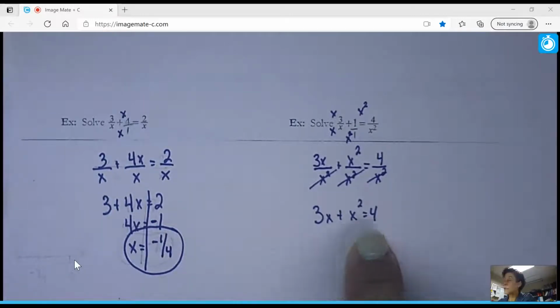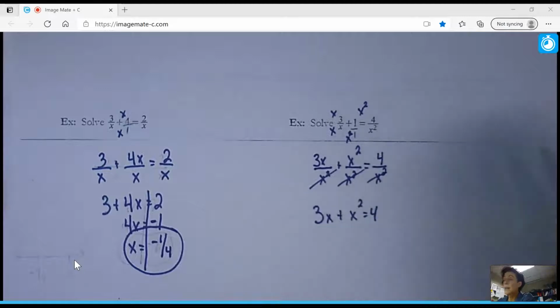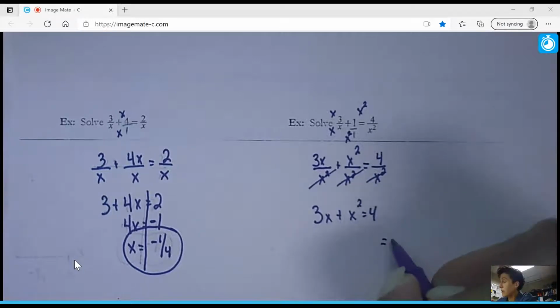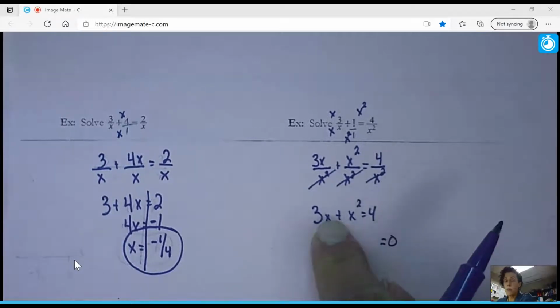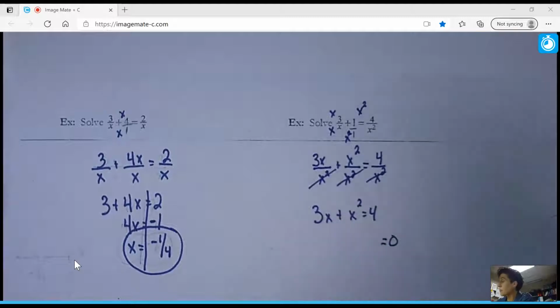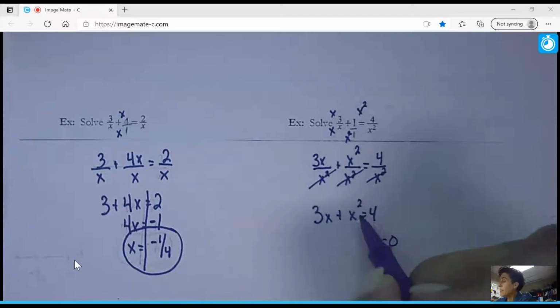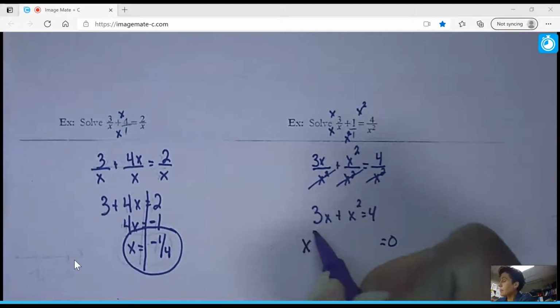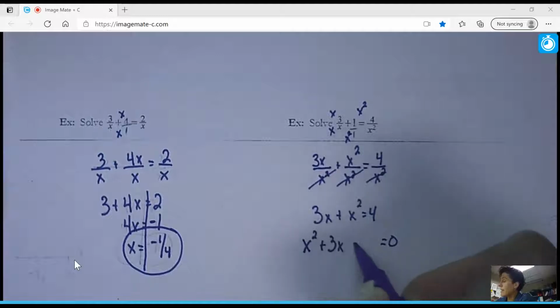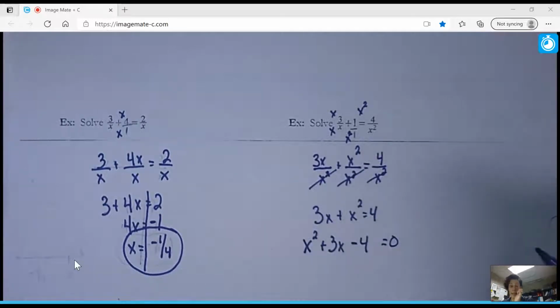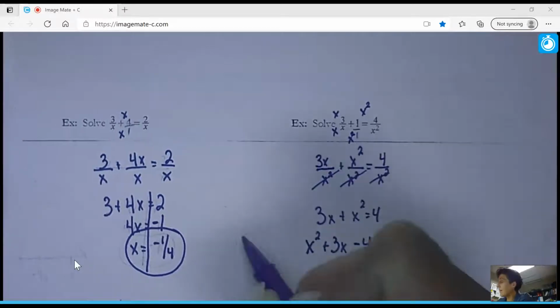So I'll have to factor, which means I need to get it in standard form. So first I want it set equal to 0, and I need to bring that 4 over. And I'll do that through subtraction. And then the other part about standard form is the x squared goes first, then the x term, and then the minus 4 will go last. And now that it's in standard form, I can factor.